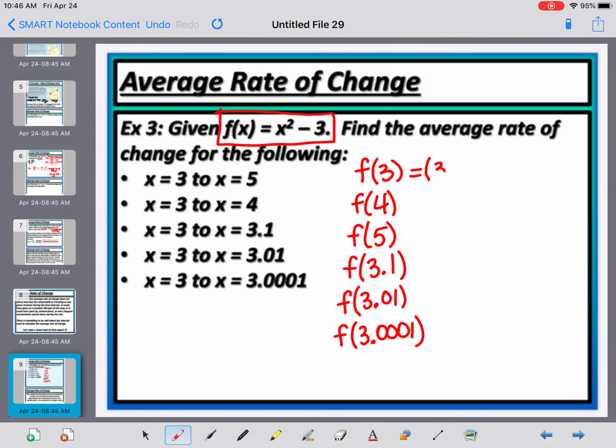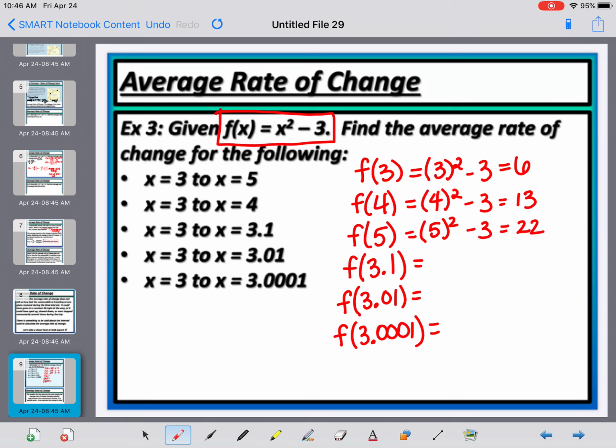So I'm taking each one of those and plugging it into my function. And so on. For time and space here, I'm not going to set each one up, but we're going to go ahead and evaluate. So we're just plugging this into the calculator. f of 3 equals 6. f of 4 equals 13. All right, and so on.